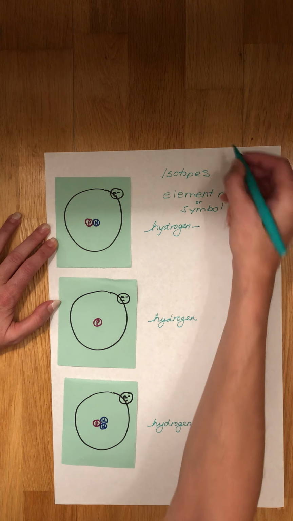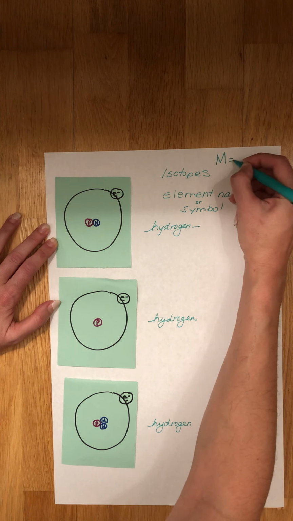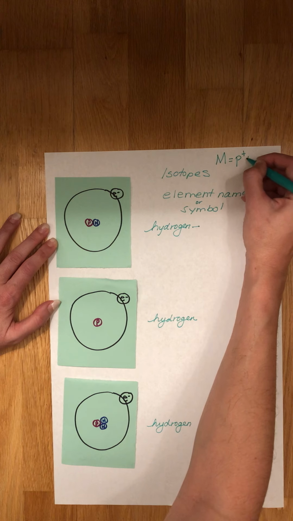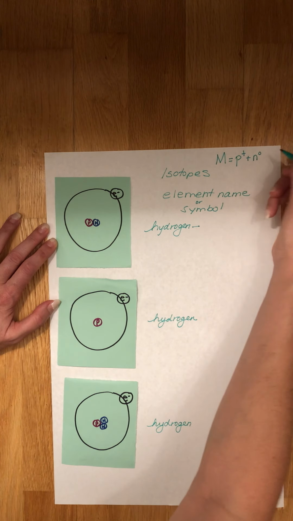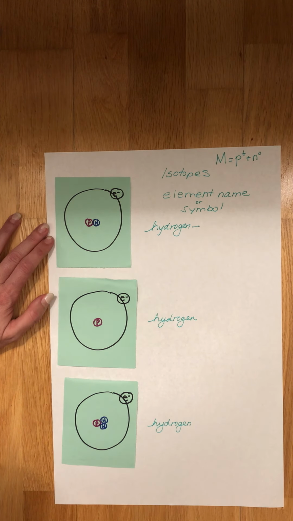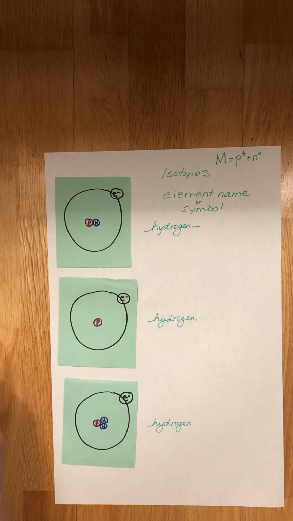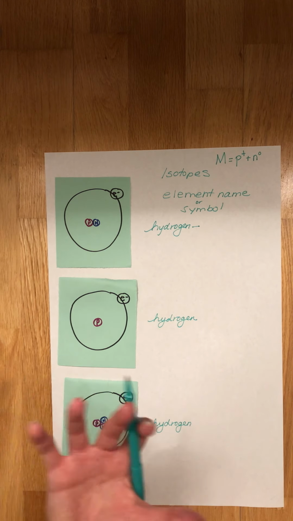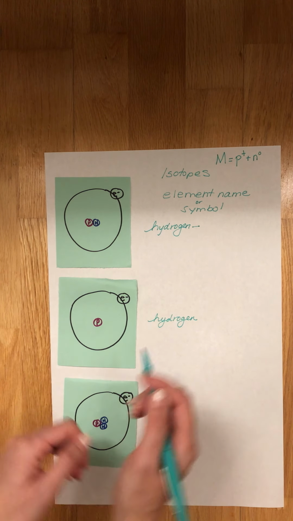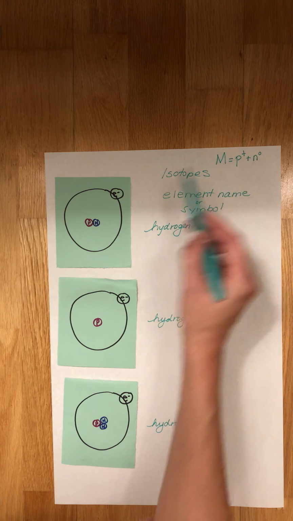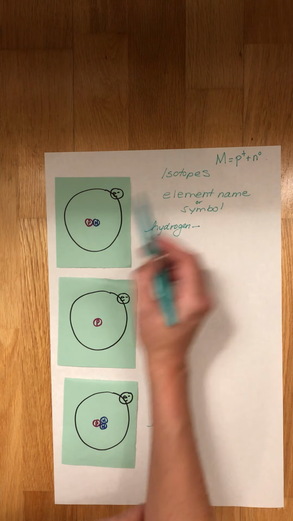Remember, our mass number is our proton particles plus our neutron particles. Electrons don't really have a mass that is actually used because their mass is so tiny, it's basically negligible. So with that being said, my number of proton particles is 1 and my neutrons is 1.